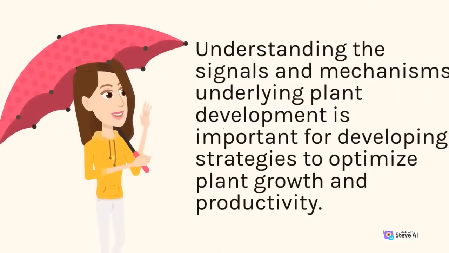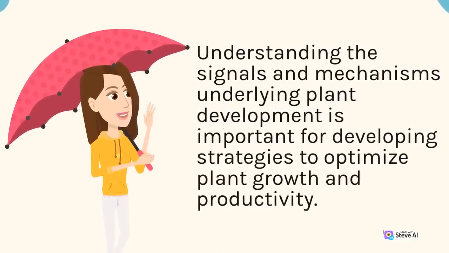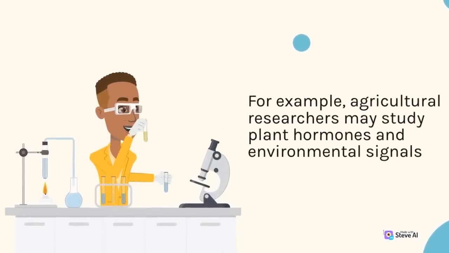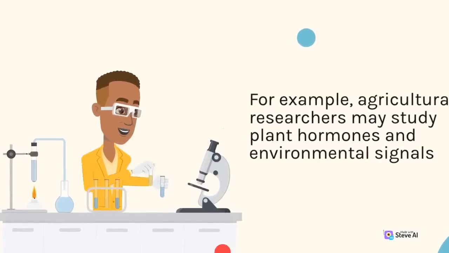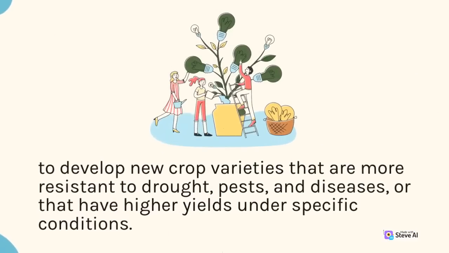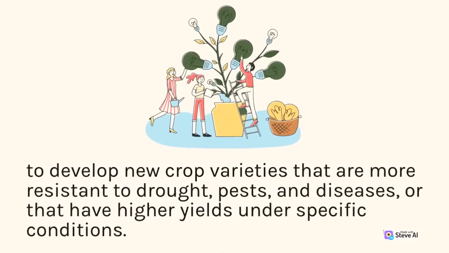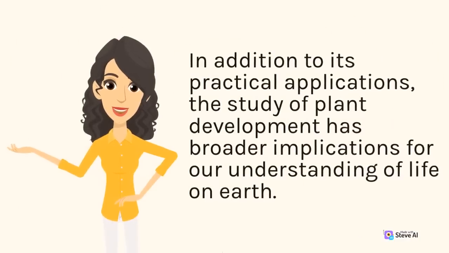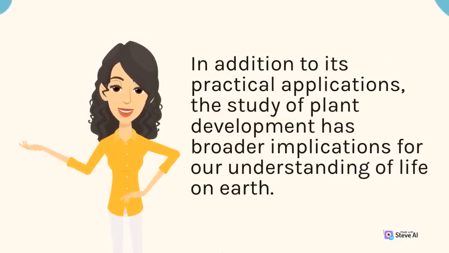Understanding the signals and mechanisms underlying plant development is important for developing strategies to optimize plant growth and productivity. For example, agricultural researchers may study plant hormones and environmental signals to develop new crop varieties that are more resistant to drought, pests, and diseases, or that have higher yields under specific conditions. In addition to its practical applications, the study of plant development has broader implications for our understanding of life on Earth.